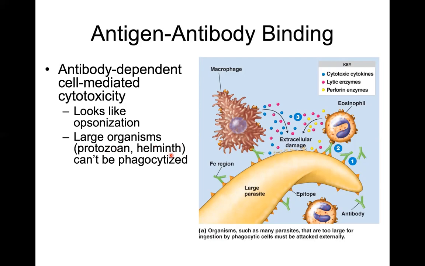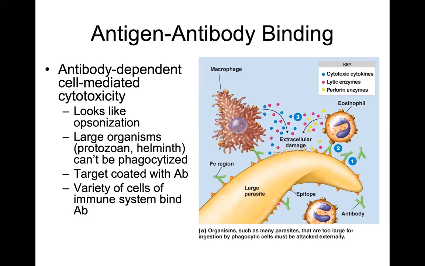So how can one of your itty bitty white blood cells phagocytize a large helminth like that? Instead, what happens is the large antigen is coated with antibodies, right? So this is the signal. And then a variety of other cells in the immune system recognize that this thing has been coated with antibodies, and they bind to these antibodies. You can see it here. There's binding of the antibody by macrophage, binding to the antibody by eosinophil.